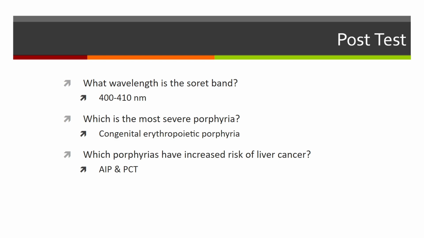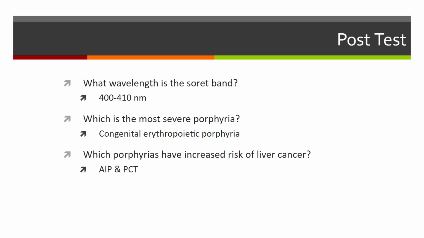What wavelength is the Soret band? We talked about it. It's 400 to 410. What is the most severe porphyria? That is the kid porphyria, CEP. Even though it's not the most common kid porphyria, it is the most severe, causing mutilating symptoms as well as high risk of GI and liver concerns as well.